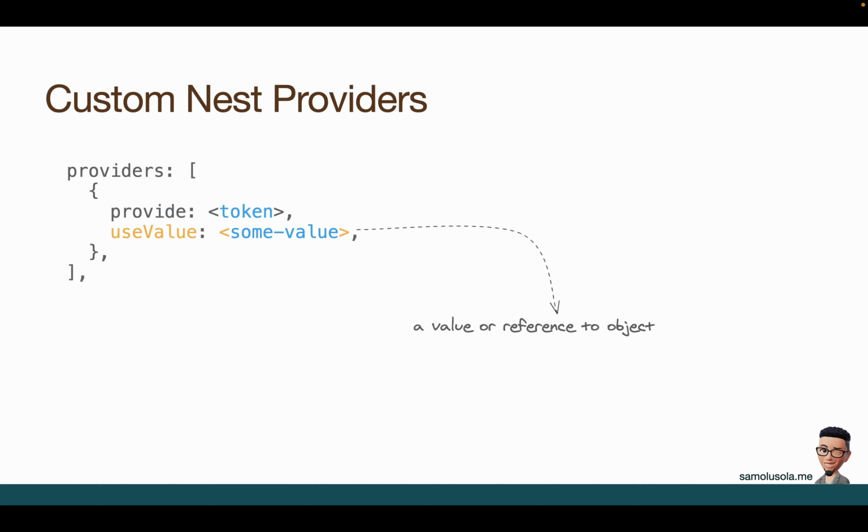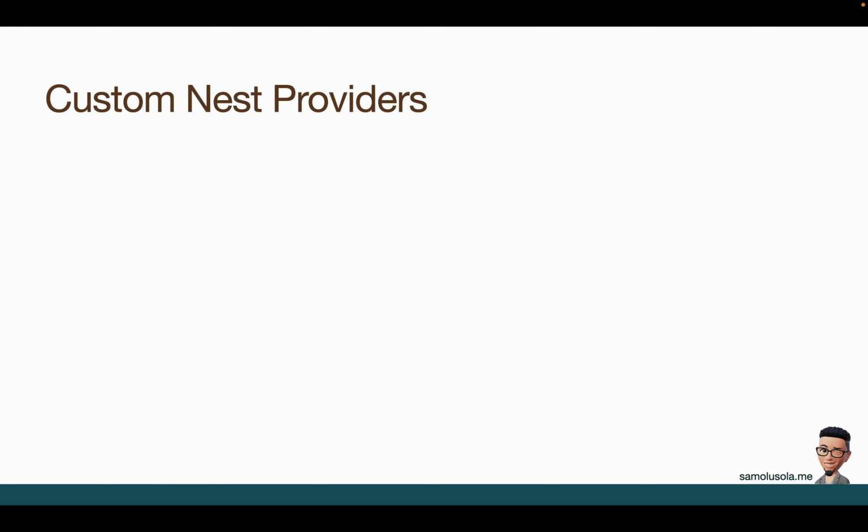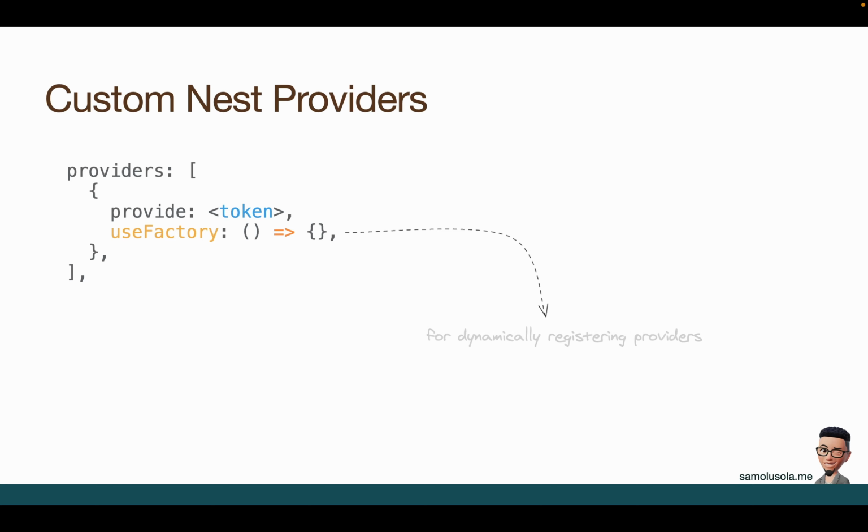Instead of asking Nest to instantiate it, we can create the object and supply it as a value of the use value property here. Another way to define custom providers is by using use factory. This enables us to dynamically register providers. So if you want providers that you want to customize, probably inject some other things into it before we provide it, we can also use factory to do that.